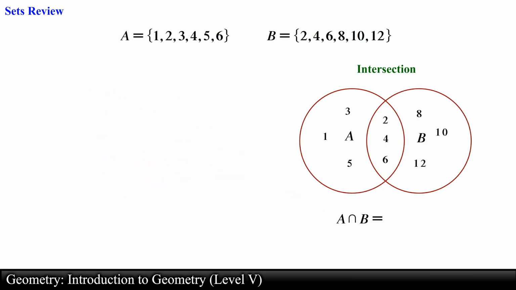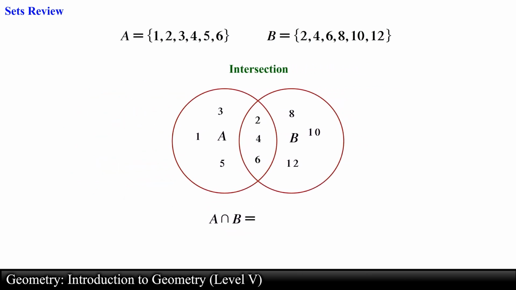The final concept we need to be familiar with is the idea of an empty set. Let's take set A and set B and remove the elements common to both sets. Now, if we were asked to find A intersection B, we would see that there are no common elements between set A and B. In this case, we would obtain what is referred to as an empty set, and we use this symbol to denote the empty set. An empty set is special in the sense that it contains no elements.